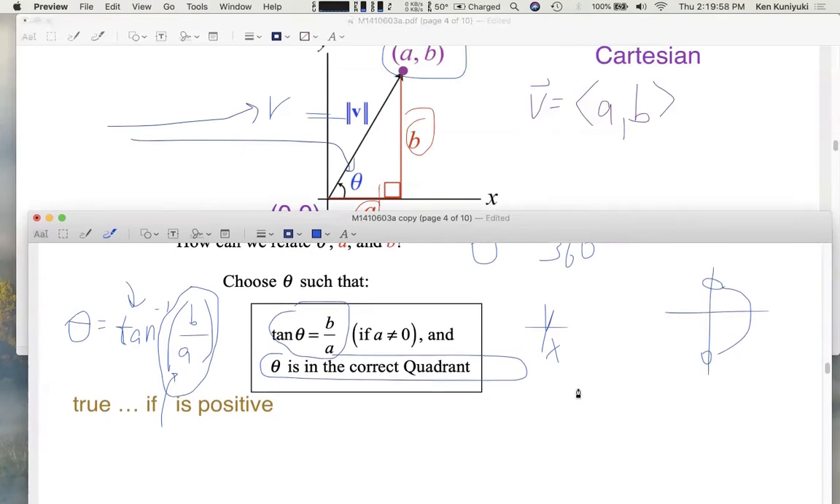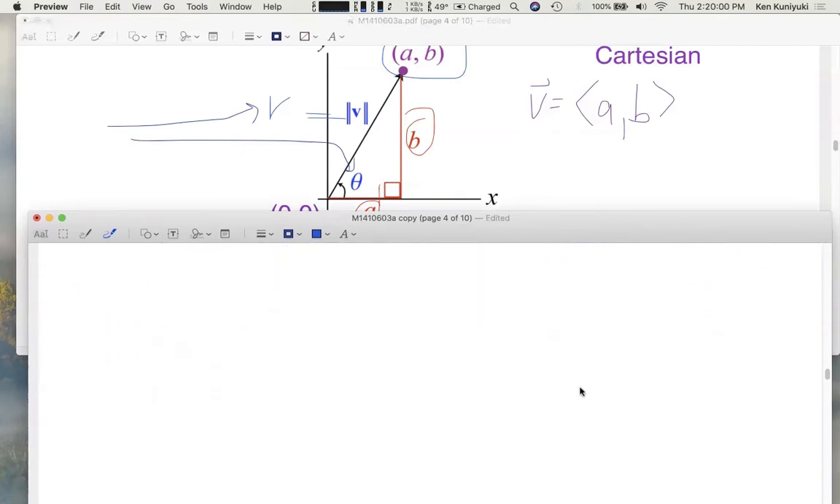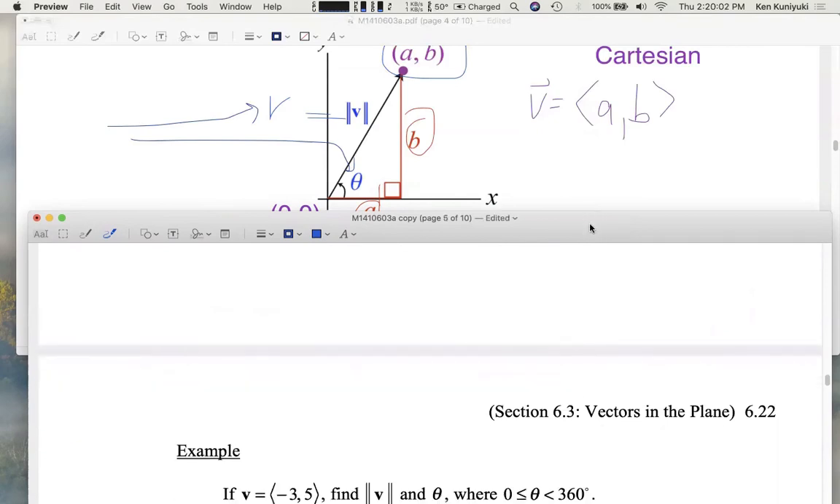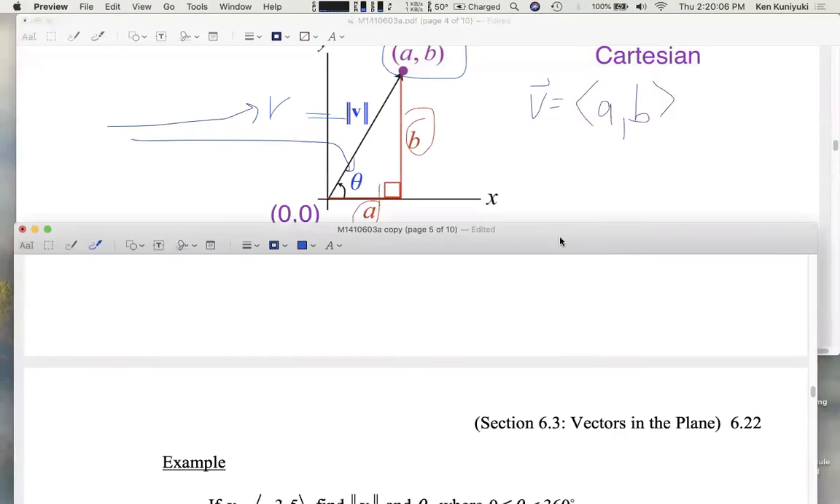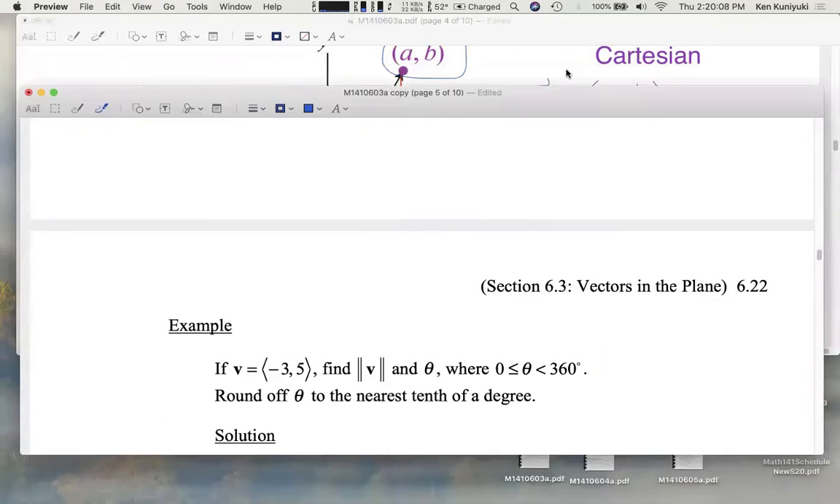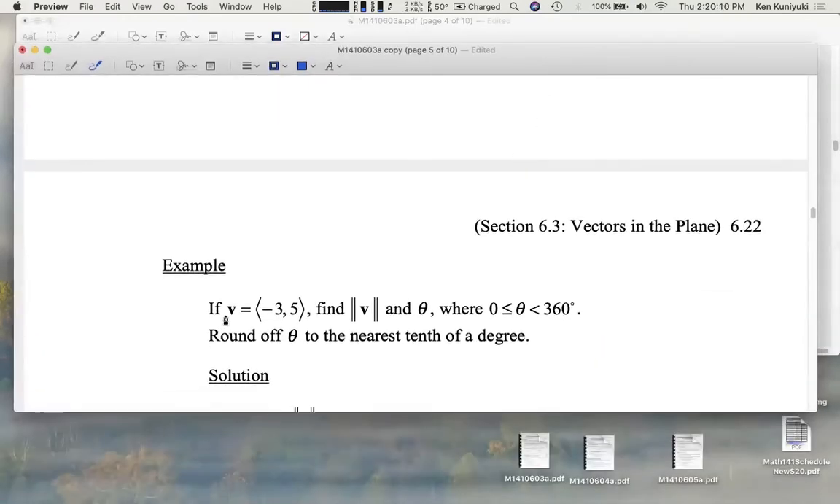All right, so let's do some examples. Let's do an example. Let the vector v, remember, if you're writing it, you might want to write it like that. I'm boldfacing it here. Let the vector v be represented by angle brackets, -3, 5. So we can think of it as going, in position vector representation, from the origin 0, 0.